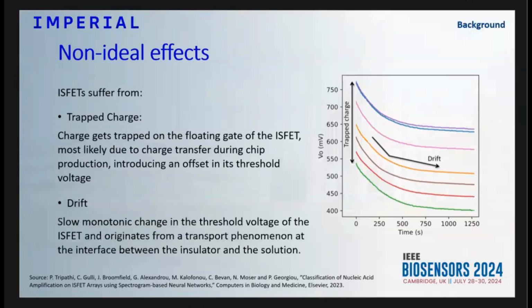Then comes in drift. Drift is a slow monotonic change in the threshold voltage of the ISFET and originates from a transport phenomenon at the interface between the insulator and the solution. So for the same pH, you can see that there's a degradation over time. That's your drift.